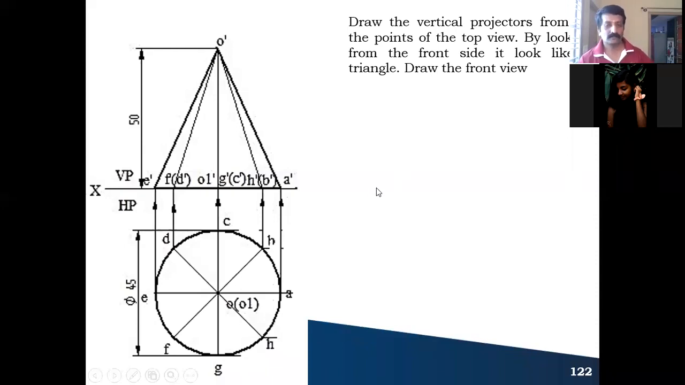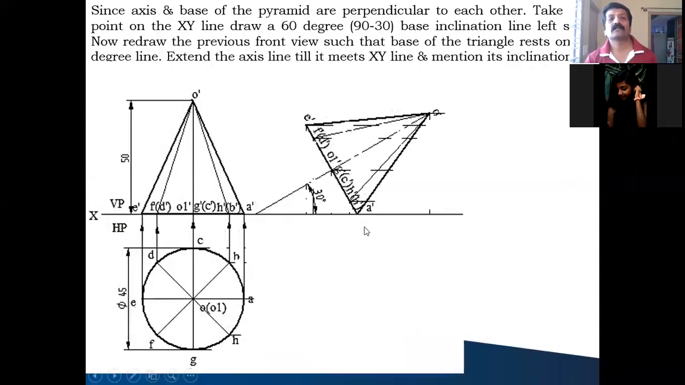And he says it is resting on one of the points. So from the top view, name some points. At the right side, whatever point I am getting, it is A. It is resting on point A, I can say. So he has given, how much? 30 degrees with respect to HP.